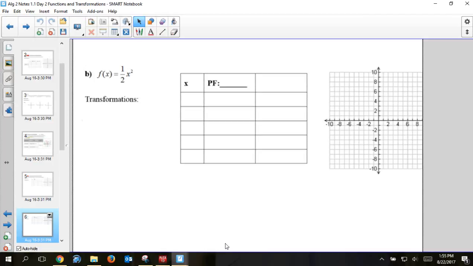of x squared. What operation is that? We talked about it yesterday. Multiplication. And when we are multiplying by a number in front, that does what kind of transformation? It's either a stretch or a shrink.